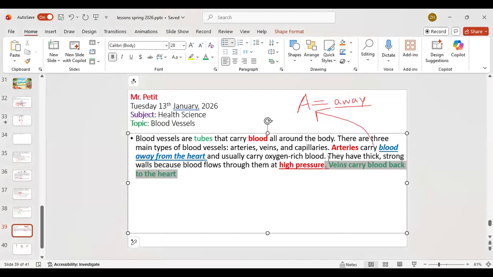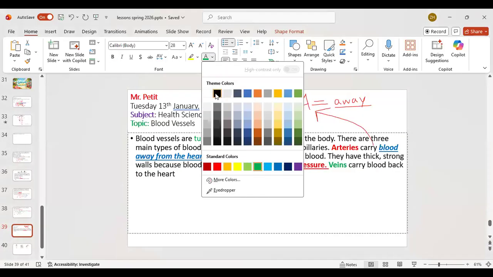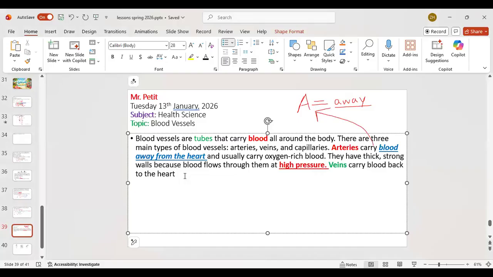So veins carry blood back to the heart. And usually they carry blood with less oxygen. So they're gonna carry deoxygenated blood. And deoxygenated blood is what? Blood with what?